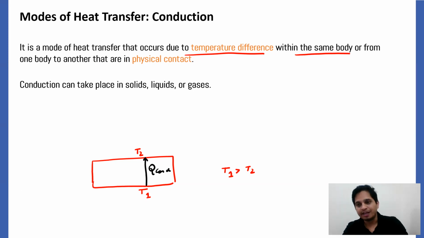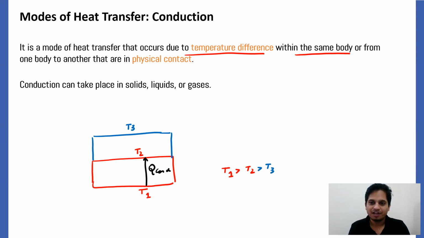Now let us take one more body. We have another body, and this side temperature is T3, and T3 is lower than T2. Now what will happen? The heat transfer will take place from one body to the other body because of the temperature difference. So heat will flow like this. There are conditions that must be satisfied. First, a temperature difference must be there. Second, it may happen within the same body or from one body to another, and if it is happening from one body to another, there must be physical contact.